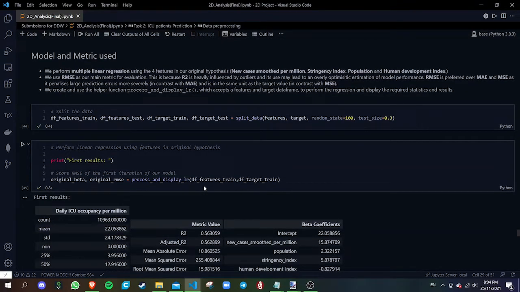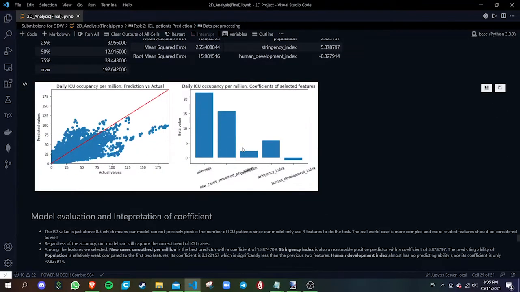Before feeding this data to our linear regression model, we need to mention that the metric we use to evaluate the model is root mean square error, since it can penalize large values and is also in the same unit as the target. We use a function, process and display LR, to perform the regression and display the required statistics and results. The coefficients shown in the right graph here agree with our correlation heat map.